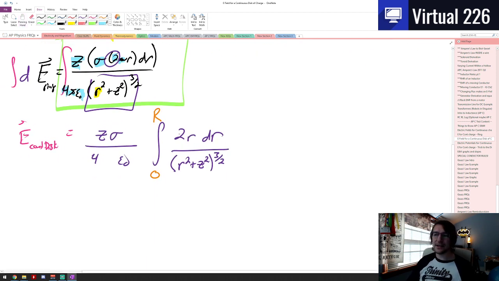The reason I didn't take this 2 out here has to do with the way this integral is set up. If you're familiar with calculus, you might see this as a u substitution. What I'm going to do is say u is going to equal r squared plus z squared, the denominator. When you take a u substitution, you need to take the derivative of this term, so that du is going to equal 2r dr.